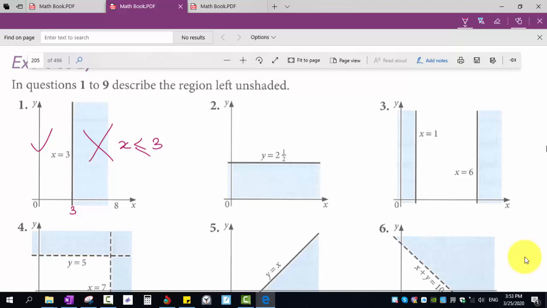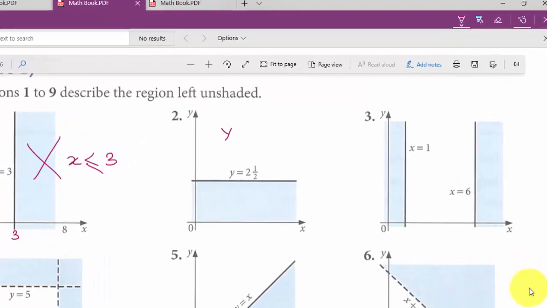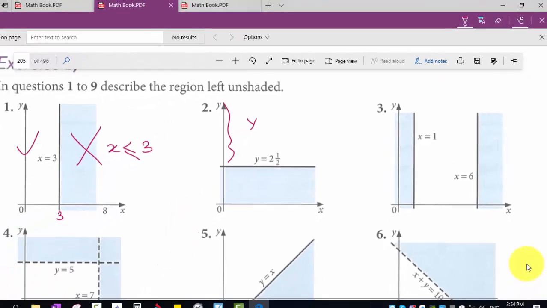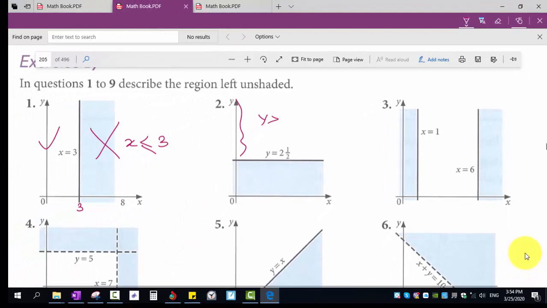Question 2, it's about y. So y, what is special about these numbers here? Are they more than 2 and 1 over 2 or less? So of course they are more. So y is more than 2 and 1 over 2, means 2.5.